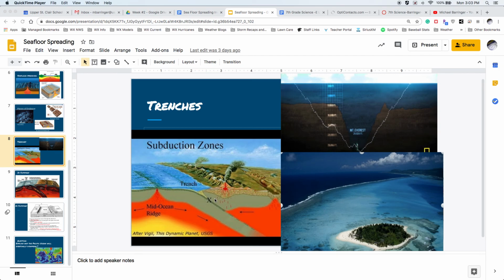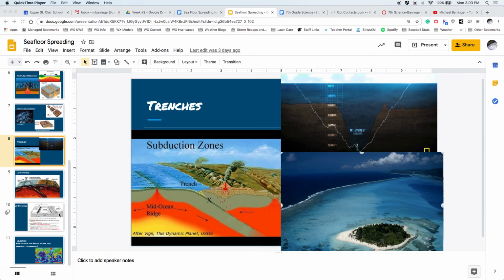Now what happens when the two plates come together is that subduction occurs. We have one that's an oceanic plate, and we have one continental or land plate, and because the oceanic plate is what we would consider to be more dense, it subducts. It goes underneath of the continental plate. As it goes underneath, it drags the other plate down with it, and it digs a hole that we call a trench.